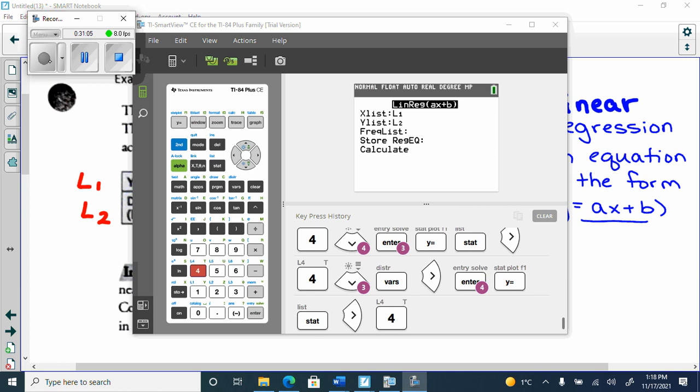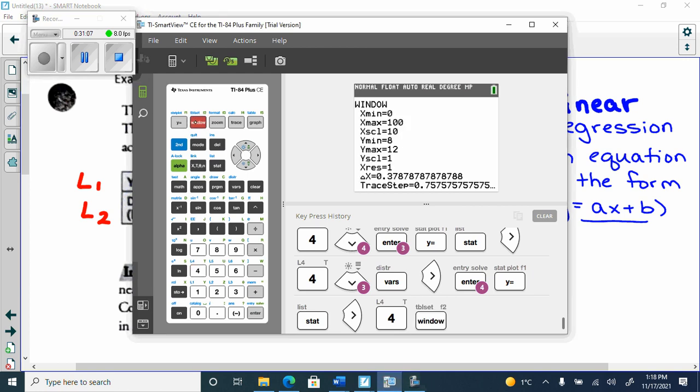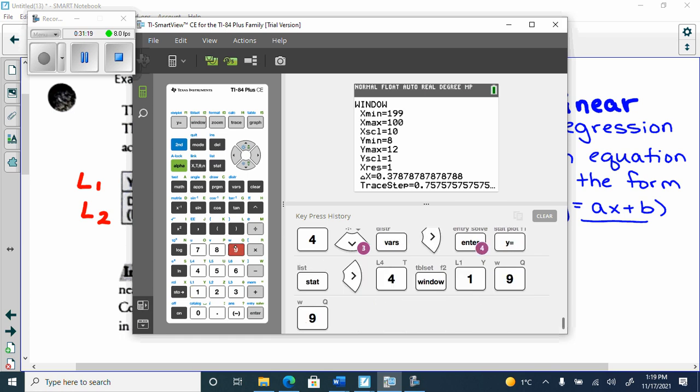You go to your table of values, and it helps you make the windows. Okay? So we're going to go to the window. What is my lowest x? Remember, list one is my x. What's my lowest x? 1996, it looks like, correct? So I'm going to go put 1990 here. I just go a little below. Okay? What's my highest x on this chart?